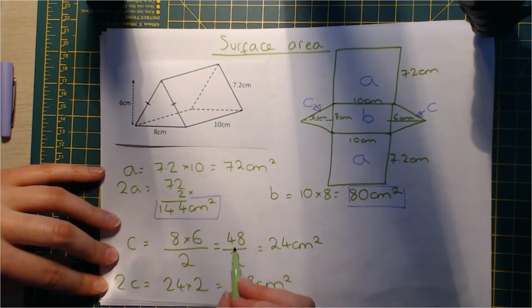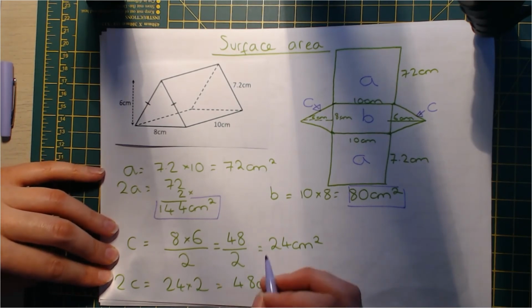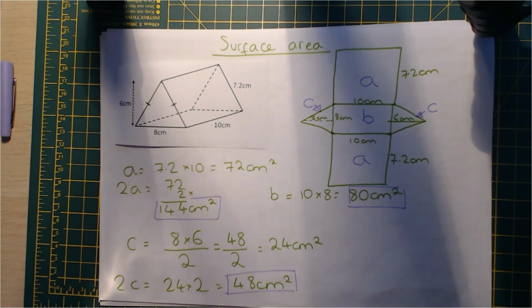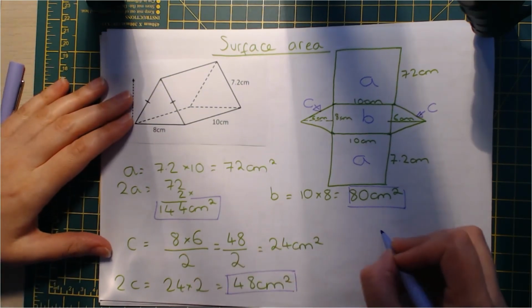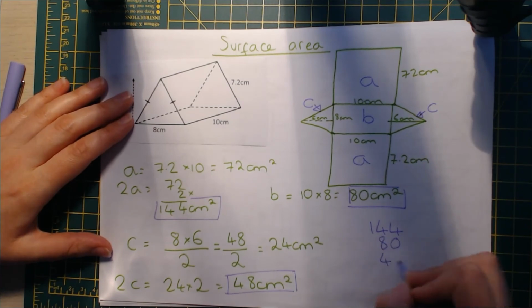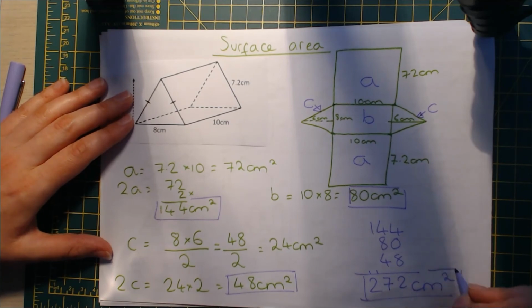So because we were using 2 of them, actually, we kind of didn't need to do all of this. As long as you made it clear why you'd done that, that's absolutely fine. Okay, final step is to add those 3 together. So we've got 144 plus 80 plus 48, which gives us 272 centimetres squared.